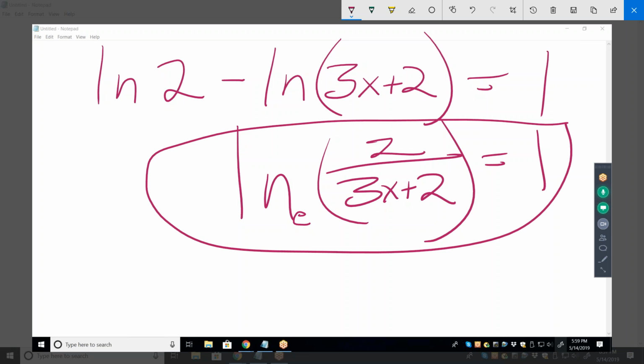The way I do it is the following, and it's the easiest way I know of. Take whatever is on the far left, raise it to the power that's on the far right, and it's equal to the argument. As long as the log is on the left side, you can do that. If I had this reversed, and I had 1 equals natural log of this, I couldn't do that. But as long as the log is on the left side, it's really easy to convert it.